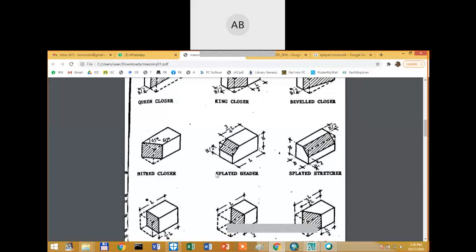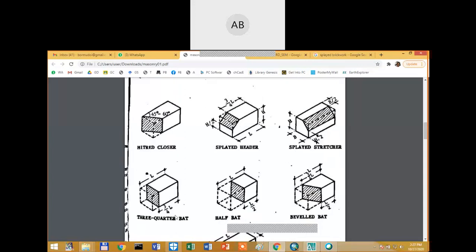These are again other closures. Along the header, if you cut like this halfway through the header and 3/4 along the length of the closure, and you take out this portion in a bevel shape, it is a splayed header, and splayed stretcher similarly. Then these are known as bats.